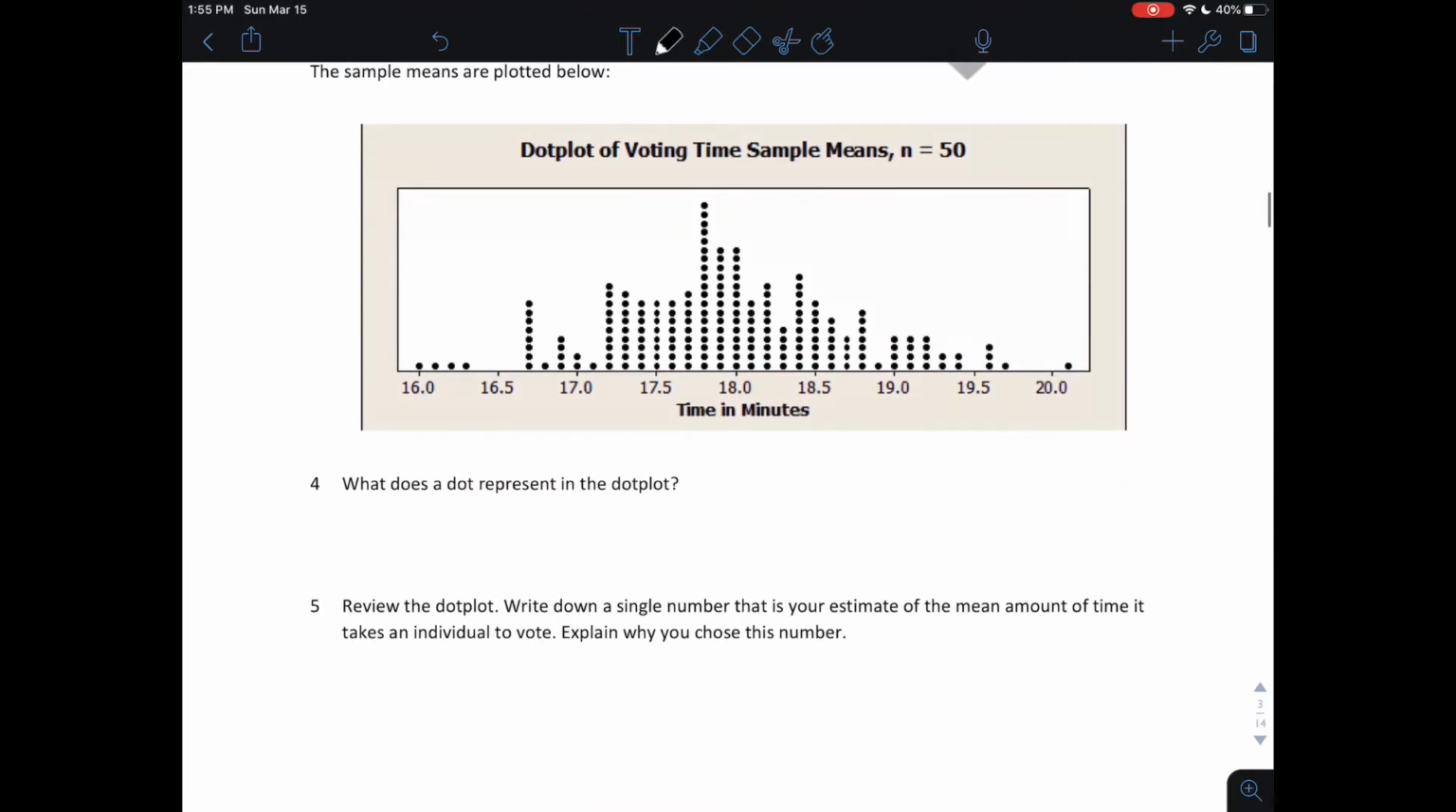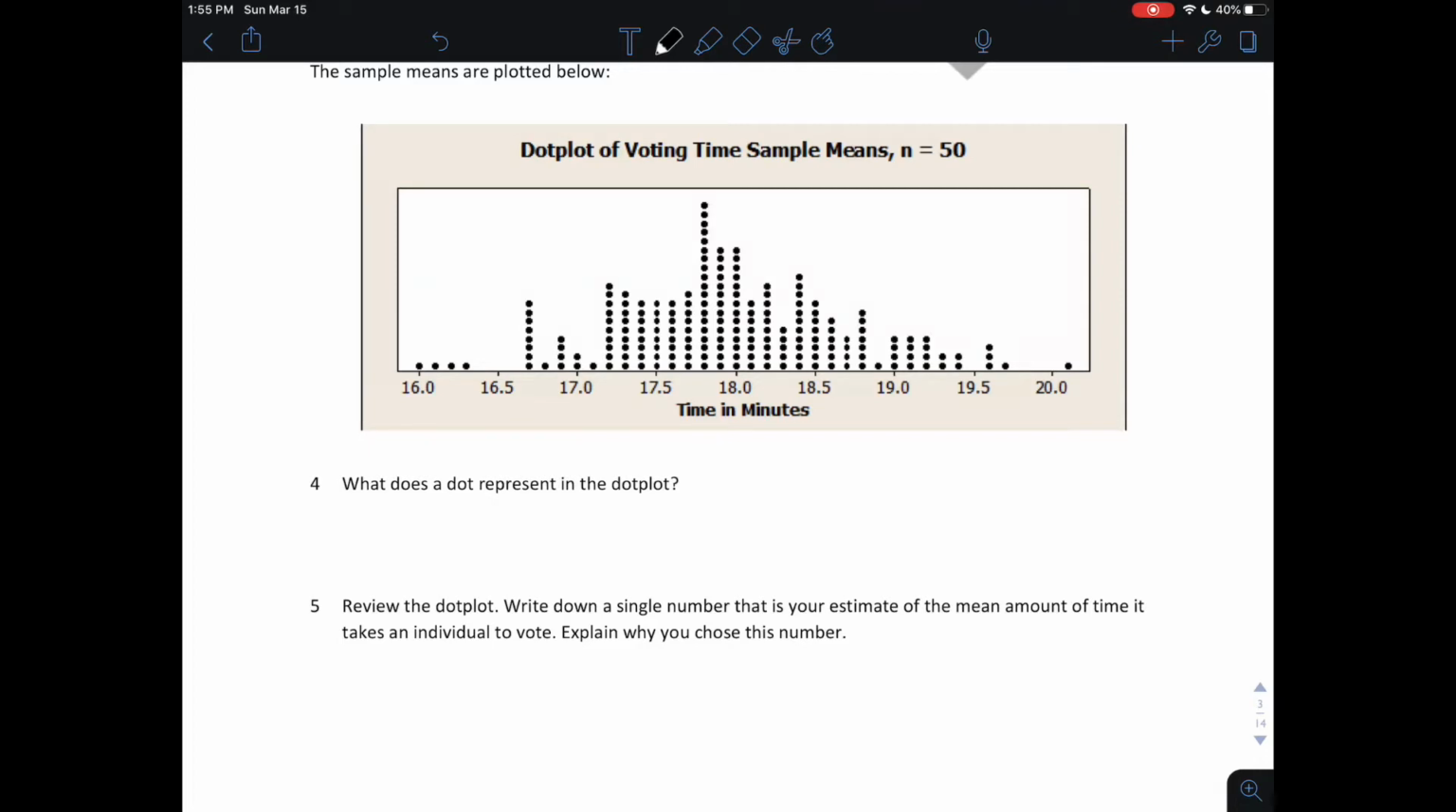So this dot plot, again, if we look at just some of the details: dot plot of voting time sample means, n equals 50, so each sample has 50 people. And then we have time in minutes as our horizontal axis, as far down as 16 minutes on the left and up to about 20 minutes on the right.